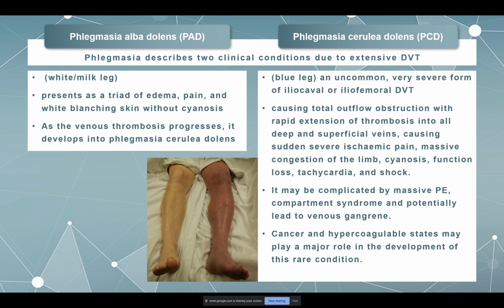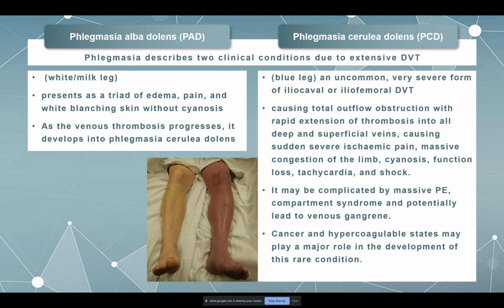So, Phlegmasia describes 2 clinical conditions due to extensive DVT: Phlegmasia alba dolens and Phlegmasia cerulea dolens. Phlegmasia alba dolens is also known as white or milk leg. It presents as edema, pain, and white blanching skin without cyanosis. And then, as the venous thrombosis progresses, it might develop into Phlegmasia cerulea dolens, which I've shown in the picture.